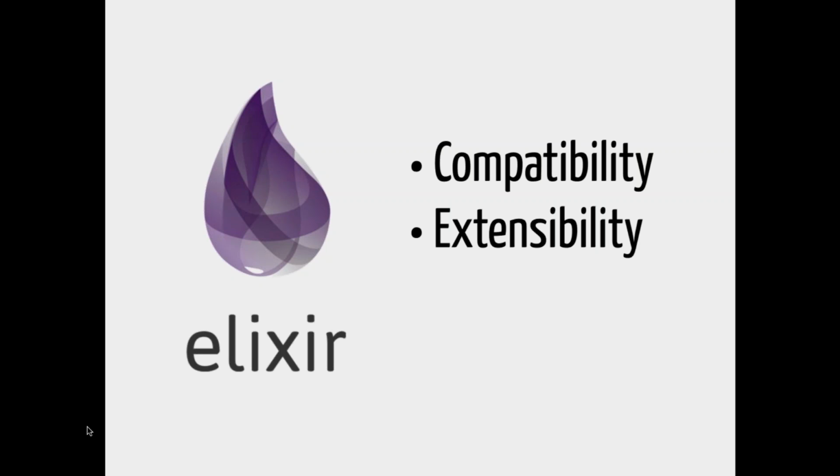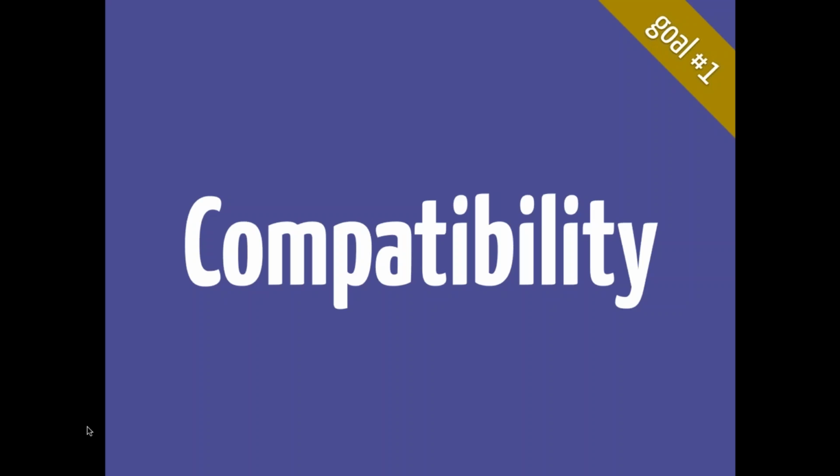So that said, we're probably wondering, okay, so why should I choose Elixir? What does Elixir try to bring on top of everything else? That's the final part of the talk. I want to talk about the language goals. We have three goals for the language. The first one is compatibility. The second one is extensibility. And the third one is productivity, okay? And we're going to look at them one by one.